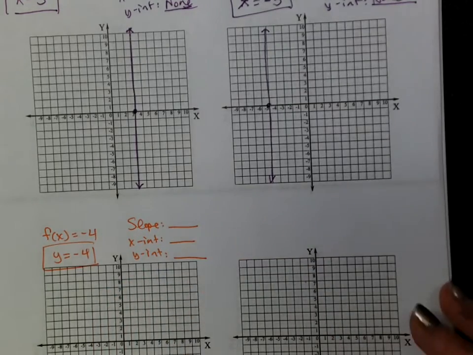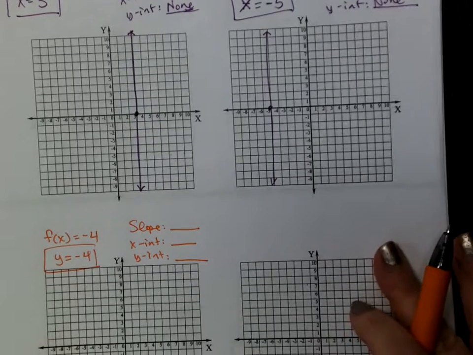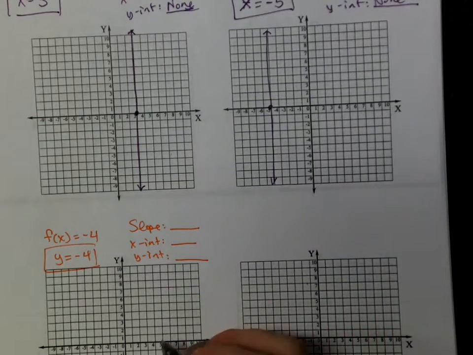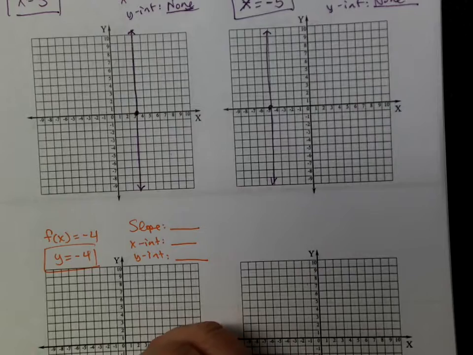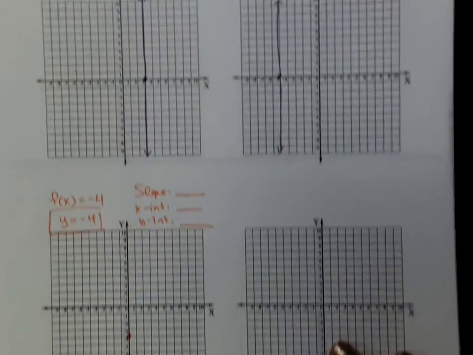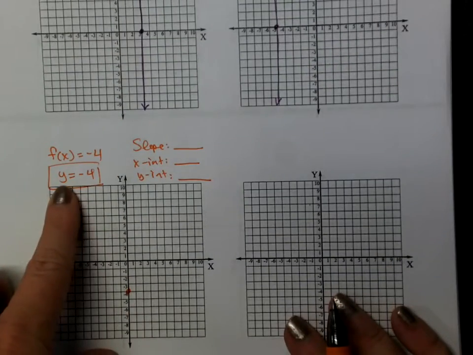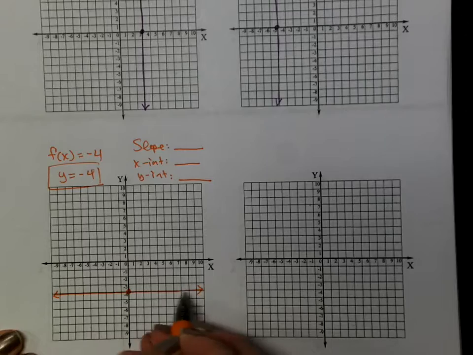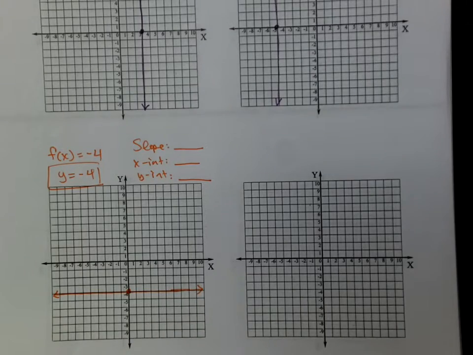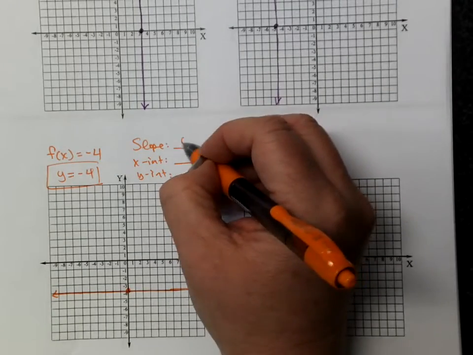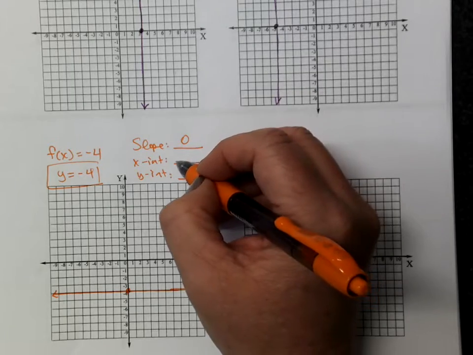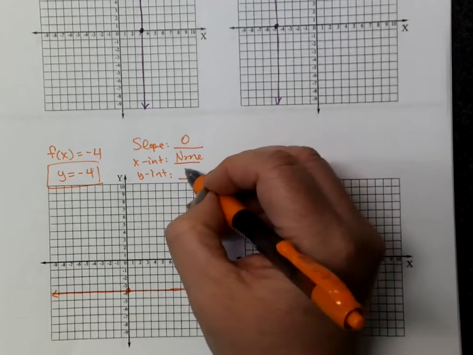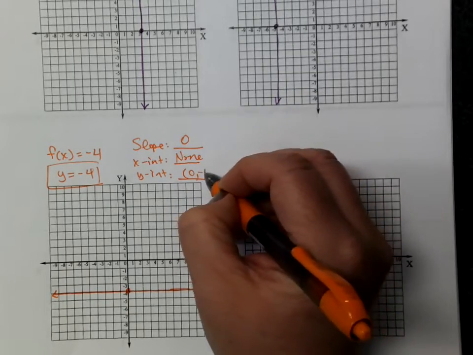Slope 0. There is no x-intercept. The very name of this line tells you where to graph it. Y equals negative 4. And you know it's a horizontal line, so that's the only point you need. Slope is 0. x-intercept, none. y-intercept, (0, -4), as an ordered pair.